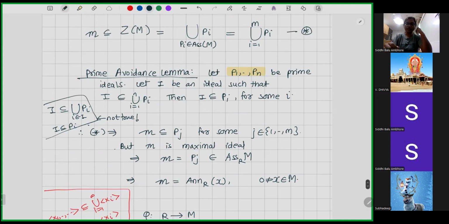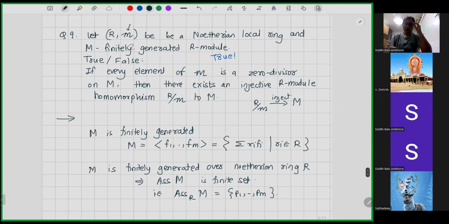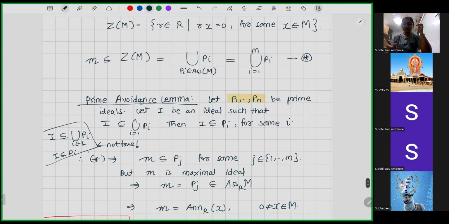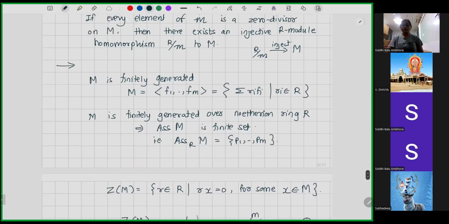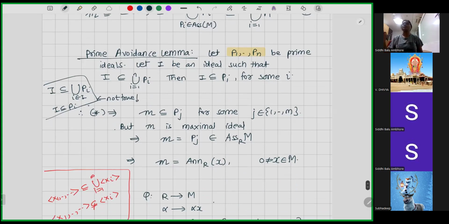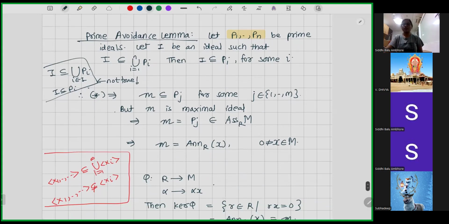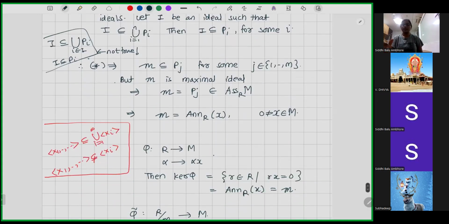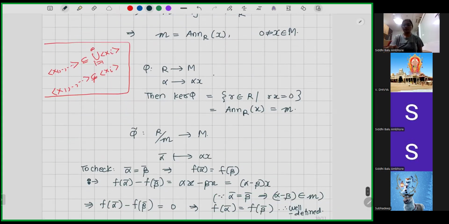That's why we needed M to be a Noetherian local ring and finitely generated. Once we have this Noetherian ring, we have the prime avoidance lemma. And because M is finitely generated over a Noetherian ring, it has finitely many associated primes. So I hope you understand what I'm trying to say here. We use the given facts, and M is contained in some pj using the prime avoidance lemma, and that's why M becomes one of the associated primes, because M is maximal, and maximal contained in some ideal implies that M is equal to that ideal. And so M is the annihilator of some x.